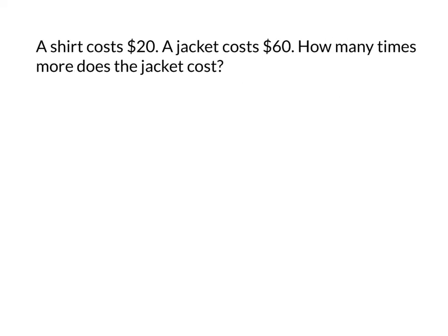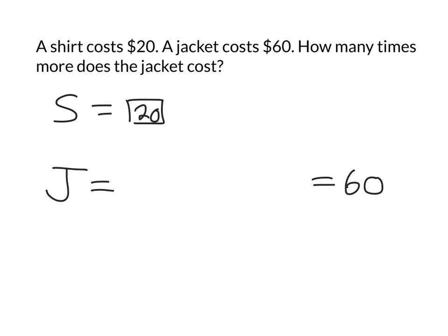Last one. A shirt costs $20. A jacket costs $60. How many times more does the jacket cost? So again, I'll write in black what we know. We know we are comparing a shirt and a jacket, and we know that the jacket costs some amount more than the shirt. We don't know how much yet. So we know that the shirt gets 1 box, and that box is a 20, because it tells us the shirt is 20. We don't know how many boxes the jacket is, but we know that at the end, the jacket's going to equal $60. So that is what we know so far.